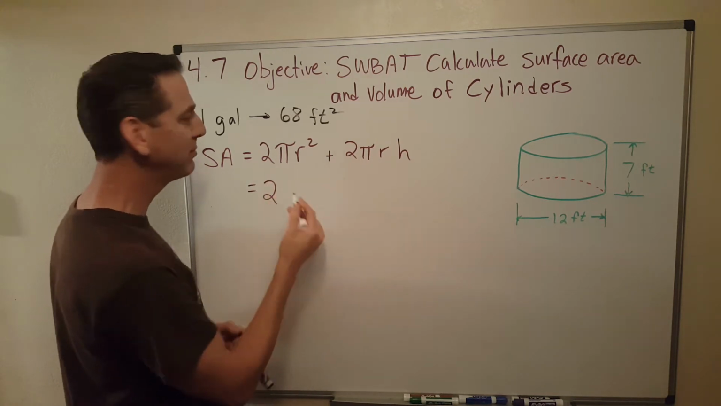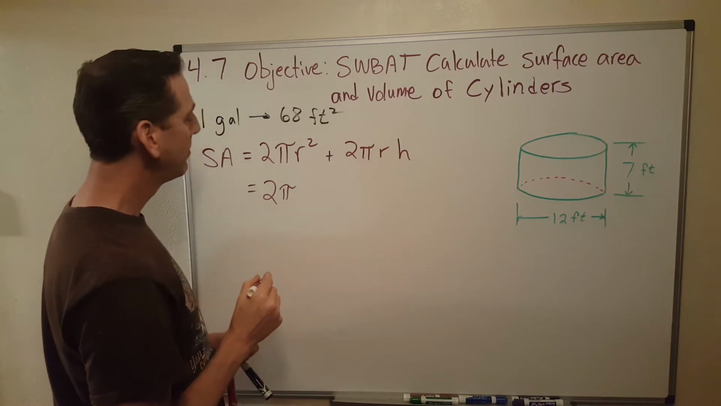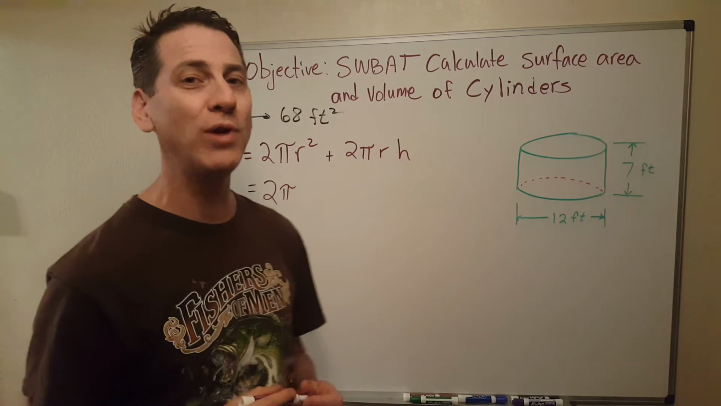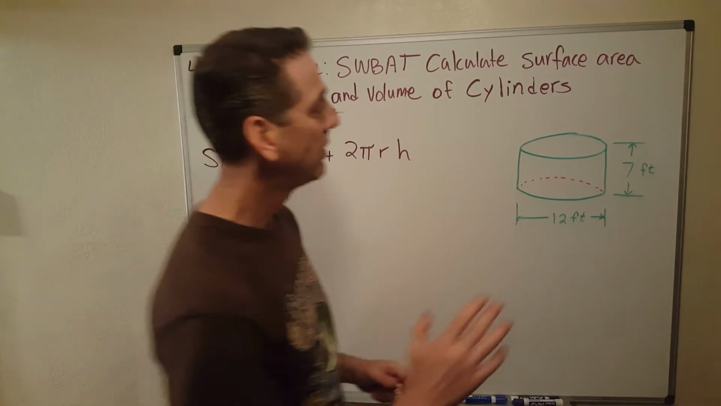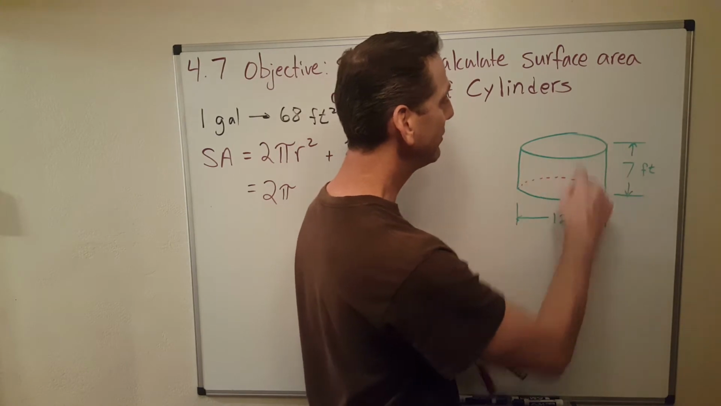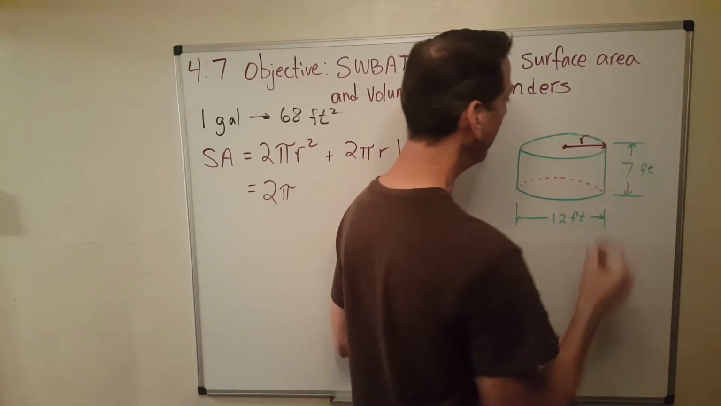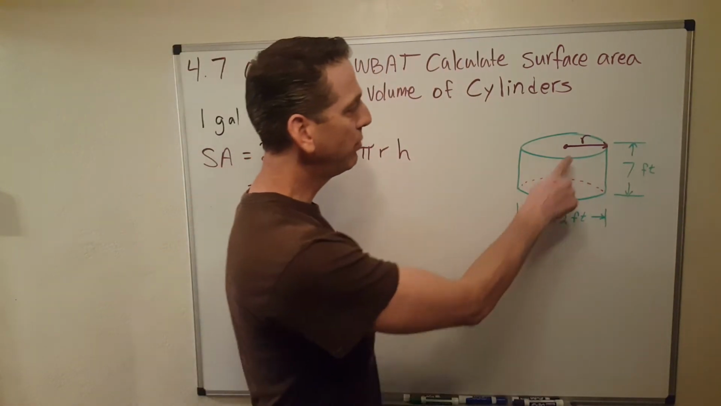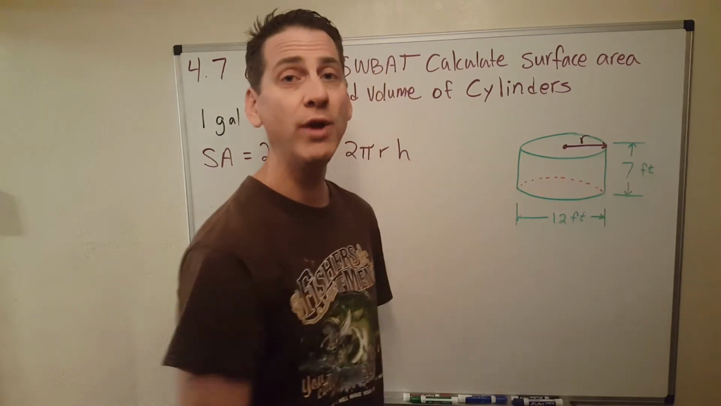Pi is just approximately 3.14, but we'll leave it as pi for right now. R stands for radius. Radius is just halfway across the circle. Okay, what's the radius of this circle? Well, the diameter is 12. Therefore, the radius would be 6.